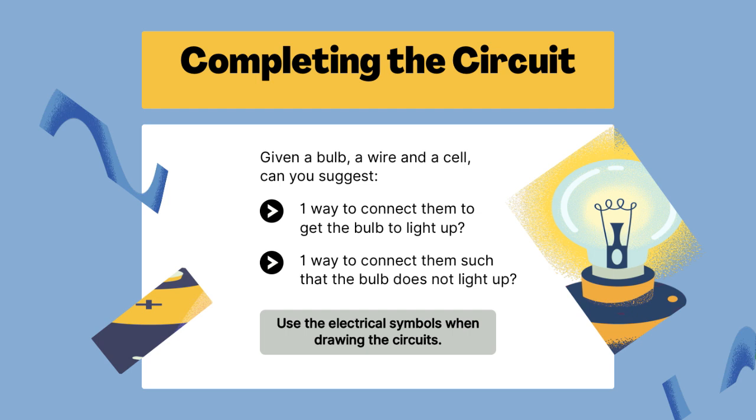So, completing the circuit involves making sure that there's a complete path for current to travel from the positive terminal of the cell, through the wire and the bulb, and back to the negative terminal of the cell. This continuous loop is what allows the bulb to light up when the circuit is complete. And understanding this is fundamental to controlling when and how electrical devices operate.